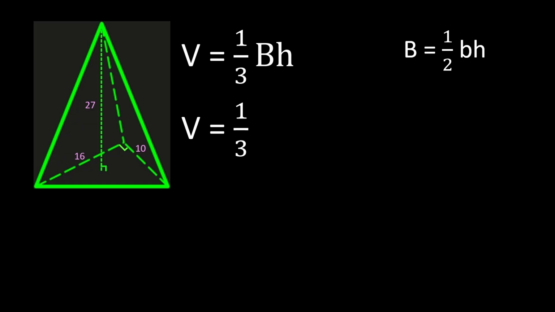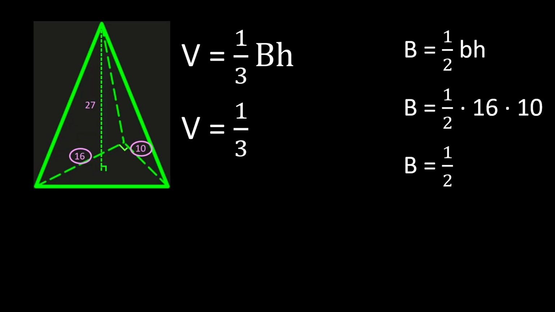So in looking at our triangular base, the base of that triangle is 16. So we'll substitute 16 in for the base times the height of that triangle, and the height is 10. So we have 1/2 times 16 times 10 to find the area of the base of our pyramid. And we'll start with 16 times 10, which is 160. So the area of our base is 1/2 times 160, which is 80. And I can substitute 80 in for capital B for the area of our base.